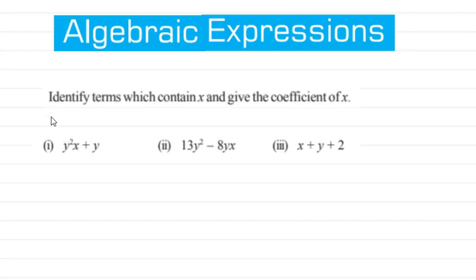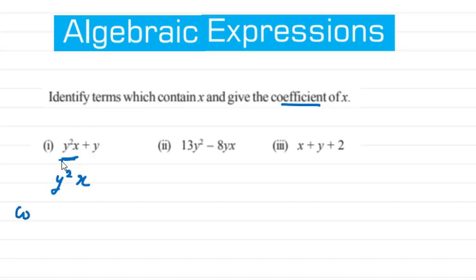So here I've taken a question. Identify a term which contains x and give the coefficient of x. So here the first part, which term is having x? So this is the term which is having x. So it is y square x. Now you have to give the coefficient of x.